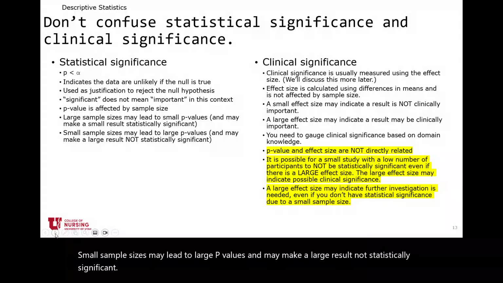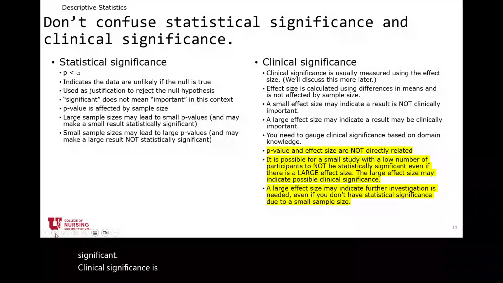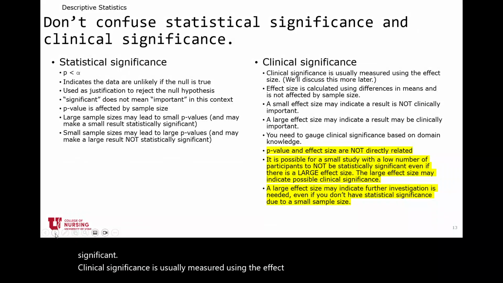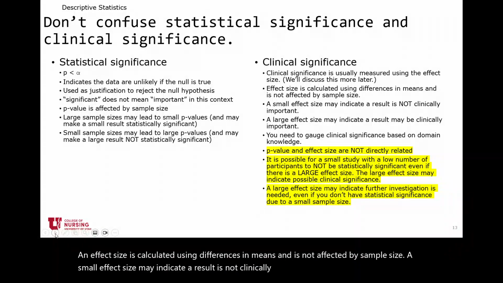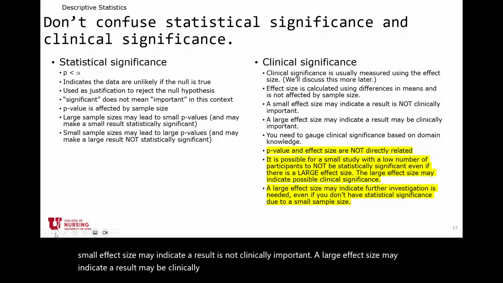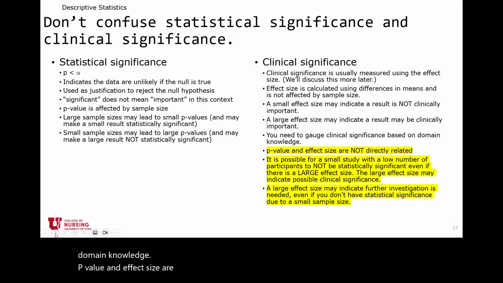Clinical significance is usually measured using the effect size. We'll talk more about that later. An effect size is calculated using differences in means and is not affected by sample size. A small effect size may indicate a result is not clinically important. A large effect size may indicate a result may be clinically important. You need to gauge clinical significance based on domain knowledge. P-value and effect size are not directly related.